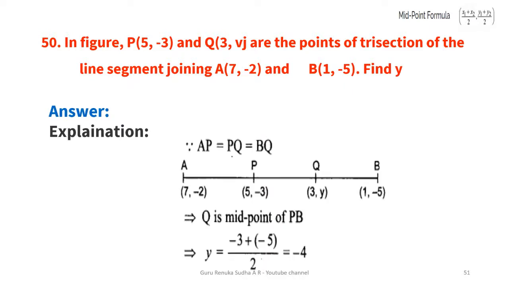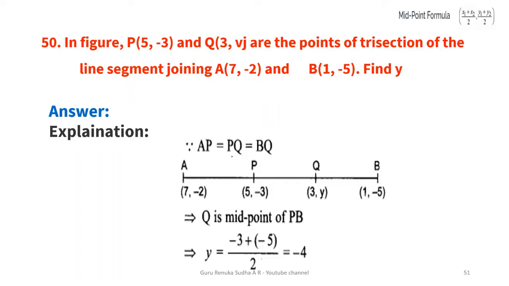So P and B you consider, and then Q will become the midpoint, and the y coordinate you have to calculate now. y is equal to (y1 plus y2) divided by 2. That you apply and you will get the answer. The value of y coordinate is minus 4.